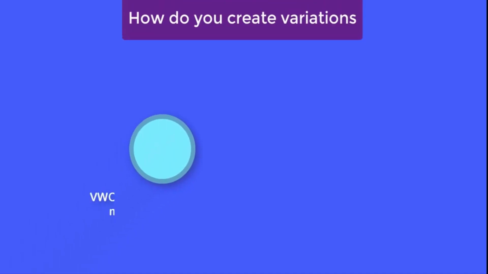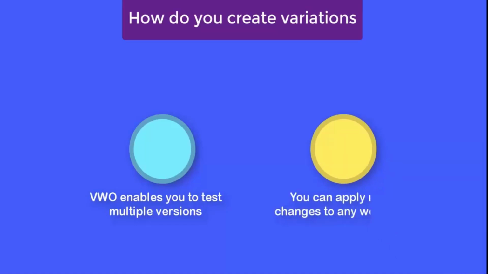VWO Website Optimizer enables you to test multiple versions of the same page. It also contains a What You See Is What You Get editor that enables you to make the changes and run tests without changing the HTML code of the page. You can update headlines, numbering of elements, and run a test without making changes to IT resources.